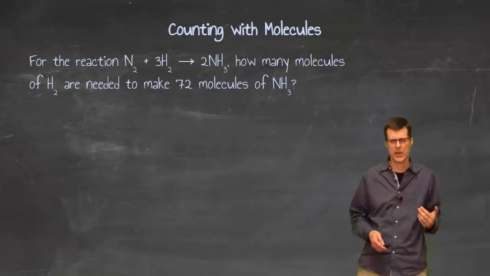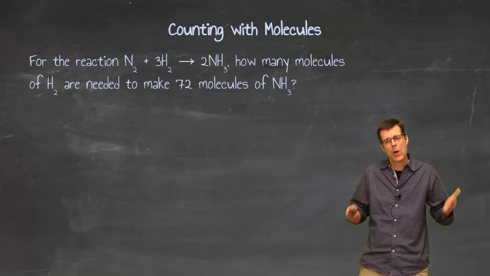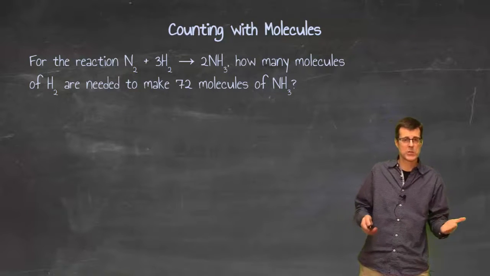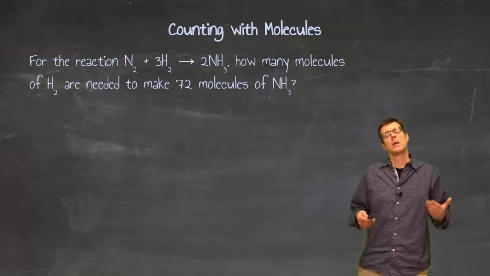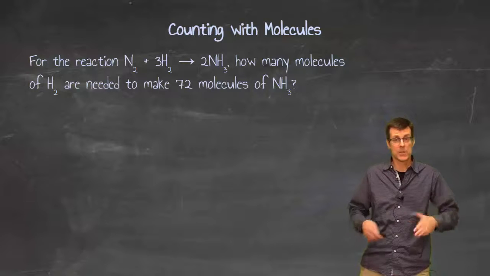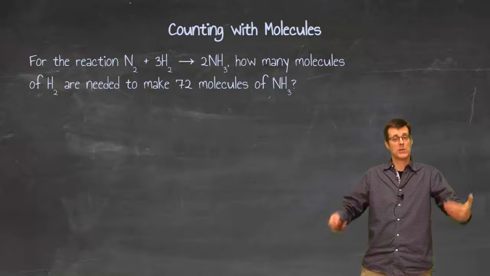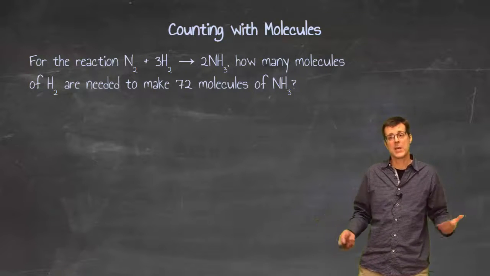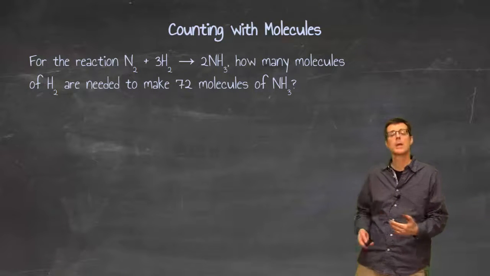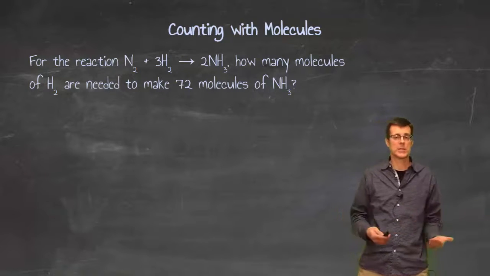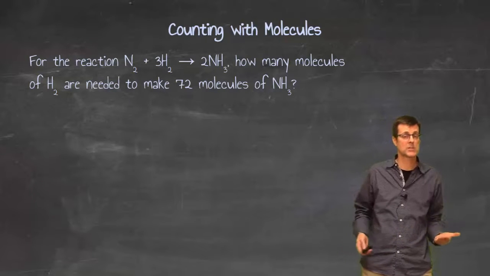If I take that reaction again and I say, how many molecules of hydrogen would I need in order to make 72 molecules of NH3? It's like taking my sandwich recipe, and I want to make 500 sandwiches. How many tomatoes do I need? How much bread do I need? How much hydrogen would I need to make 72 molecules of NH3?